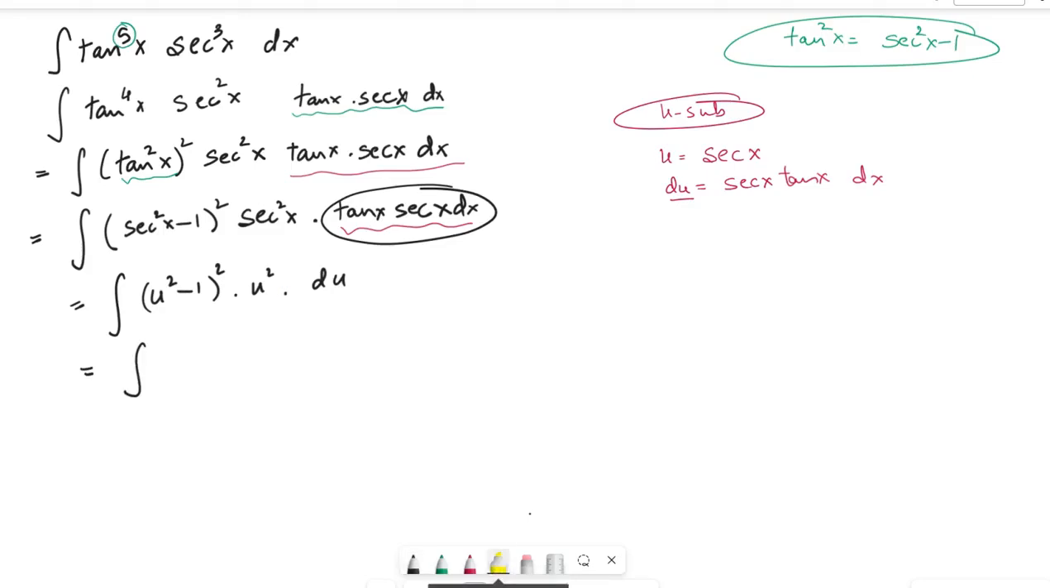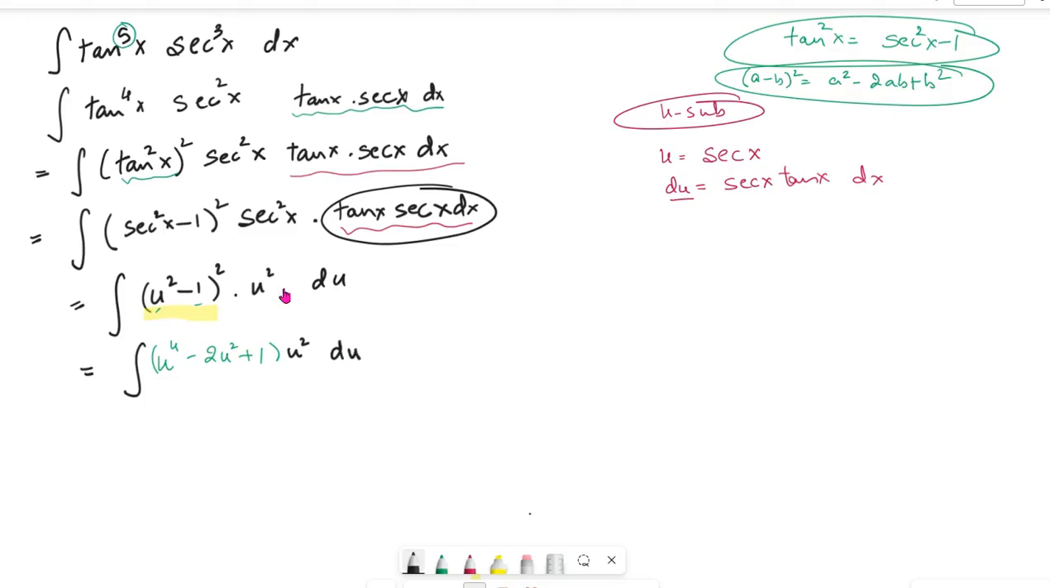We can open this square using our rule, which we know: a minus b whole squared is equal to a squared minus 2ab plus b squared. That's our college algebra rule. So this will become a, this will become b. u to the 4th minus 2u squared plus 1. Outside we had another u squared du, which is going to multiply inside with everything.